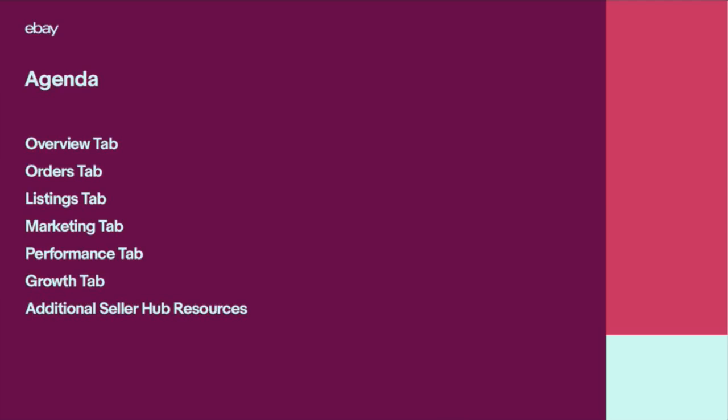Okay, so here's our agenda. We'll go through each tab. There's an overview tab, the orders tab, the listings tab, the marketing tab, performance growth tab, and then we'll talk about additional resources. But the meat of this is going to be the demos. Just imagine the top of the Seller Hub, and we transposed and pasted it, and that's exactly what the agenda is. So we are literally going through each tab at the top of Seller Hub.